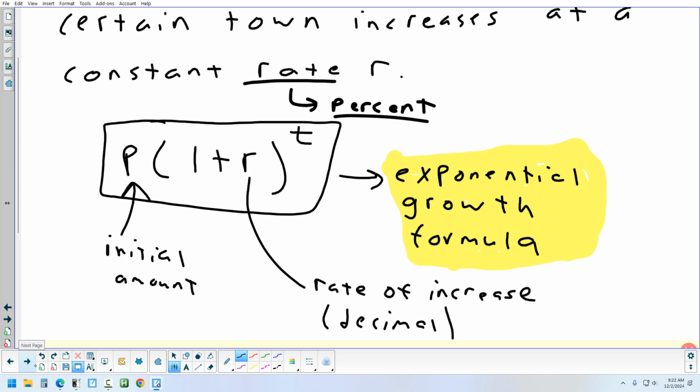R is a rate. What's important about that is it has to be changed to a decimal. So the percent always needs to change to a decimal. So if you had something like 12%, what's 12% if you write it as a decimal? 0.12. Yeah. 3%, 0.03. So you've got to change your percent to a decimal. And T, well, I didn't label that. That's time.